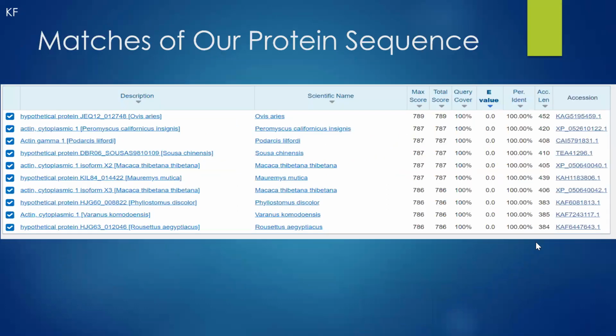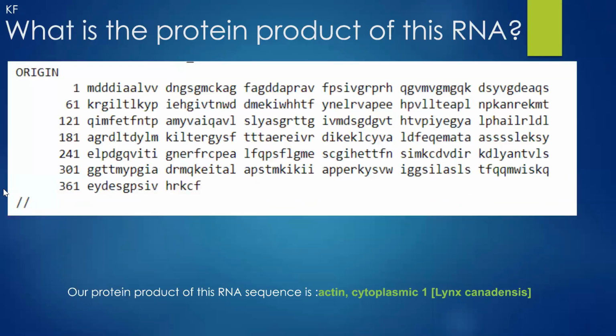Okay, so what is the protein product of this RNA? So our protein product of this RNA sequence is the actin cytoplasmic 1, which is also known as the actin gamma 1, Lynx canadensis. And these are the amino acids in one letter abbreviation.